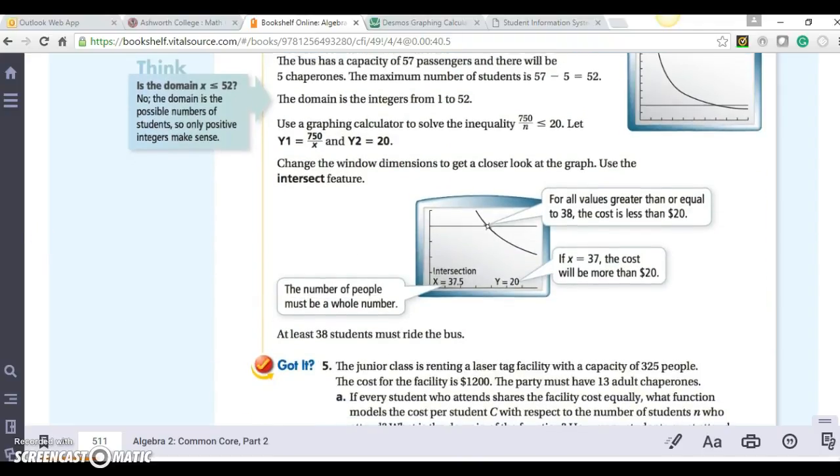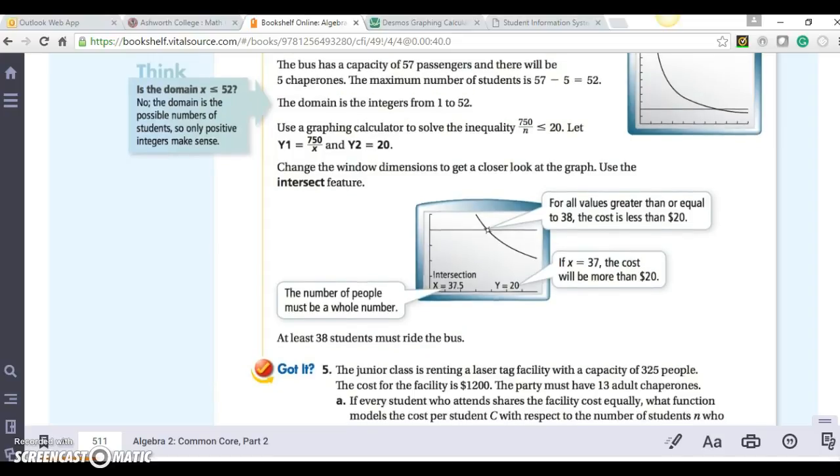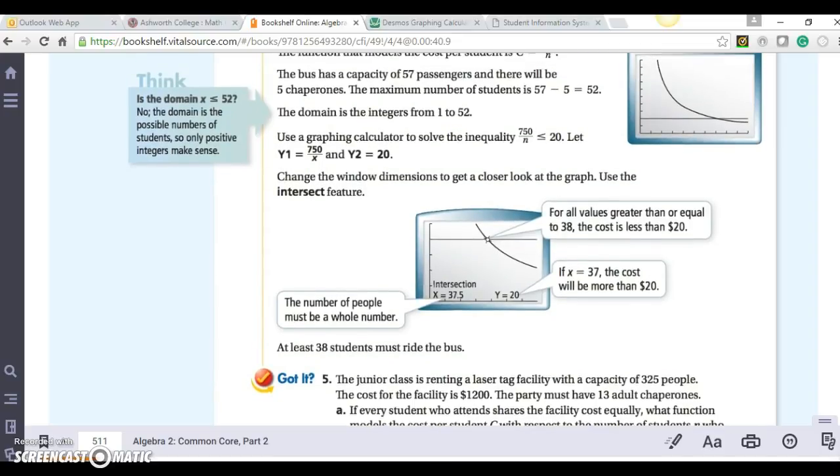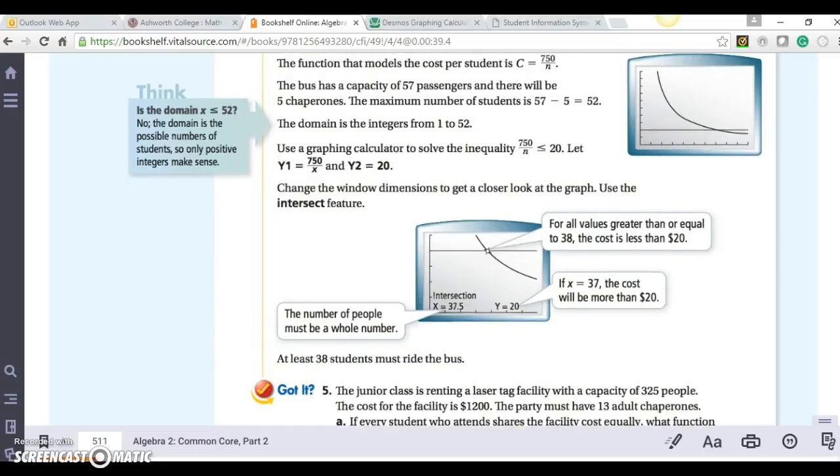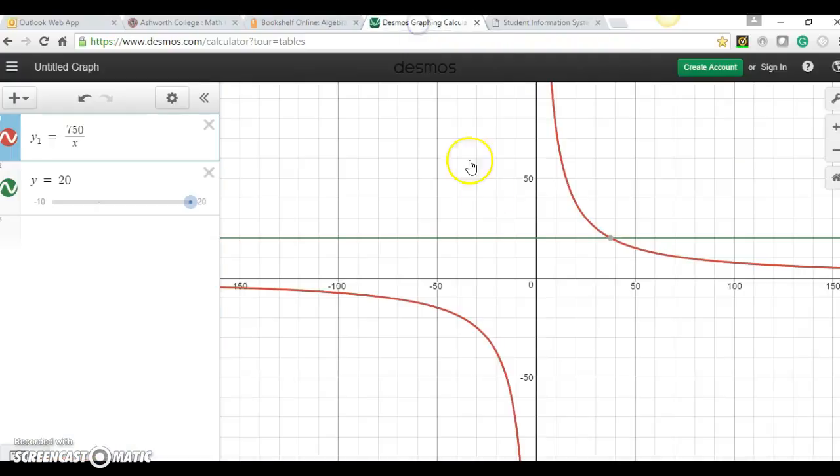So it said 37.5, but you and I both know that we can't have half students. So we would probably round up and just say that at least 38 students must ride the bus to make the cost less than $20.